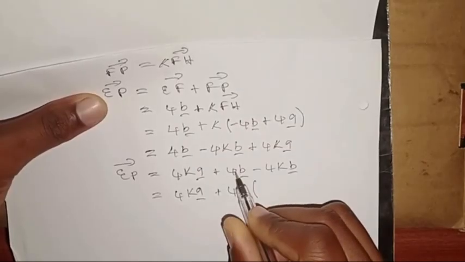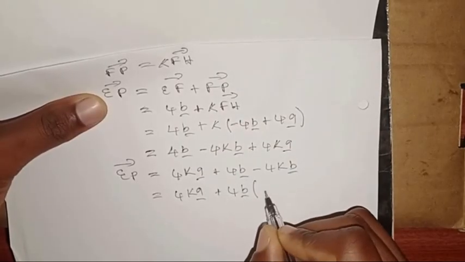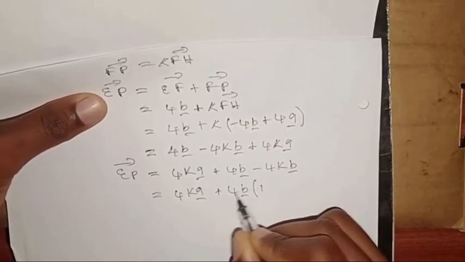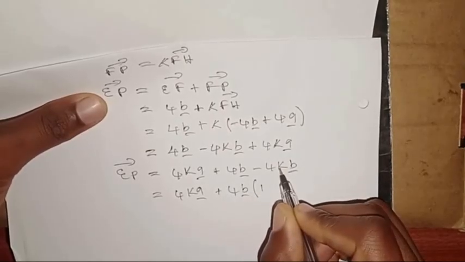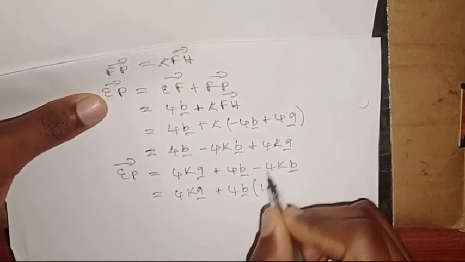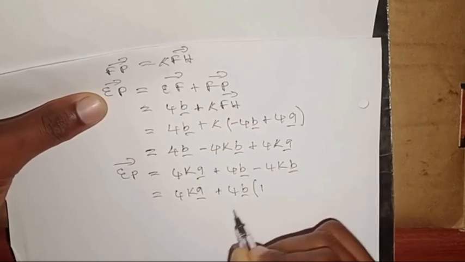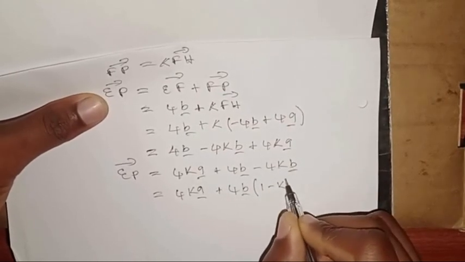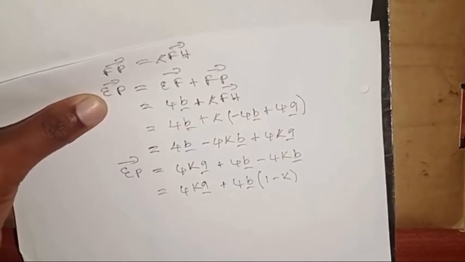How many times does 4 go into that? It goes there one time, so there is a 1. Then how many times does 4b go into that? As you can see, this 4 will cancel with that 4. Then this b will cancel with that b, and we'll be left with a minus k. So that's a minus k, like so. So that's how we do that.